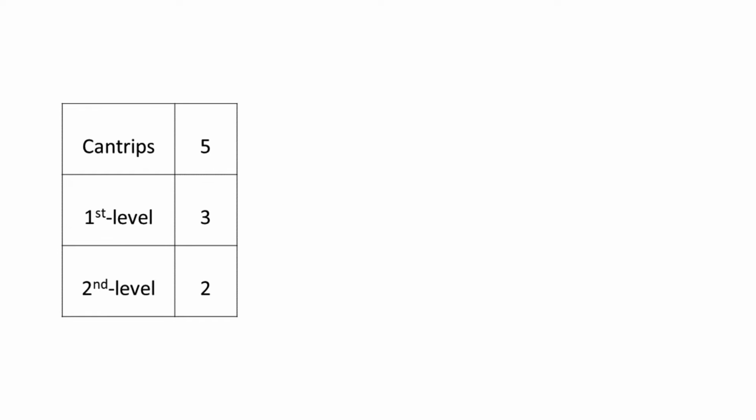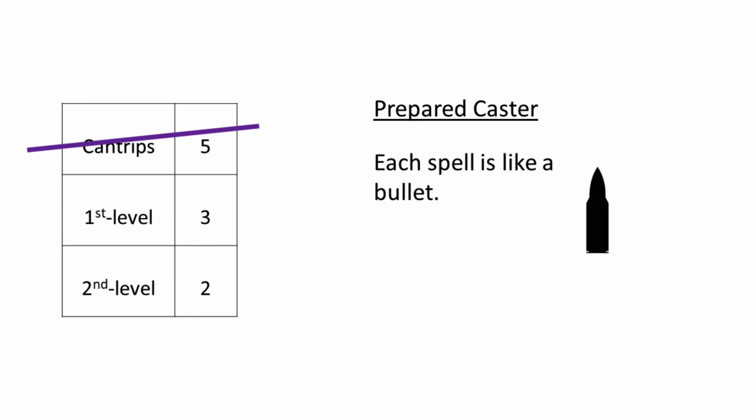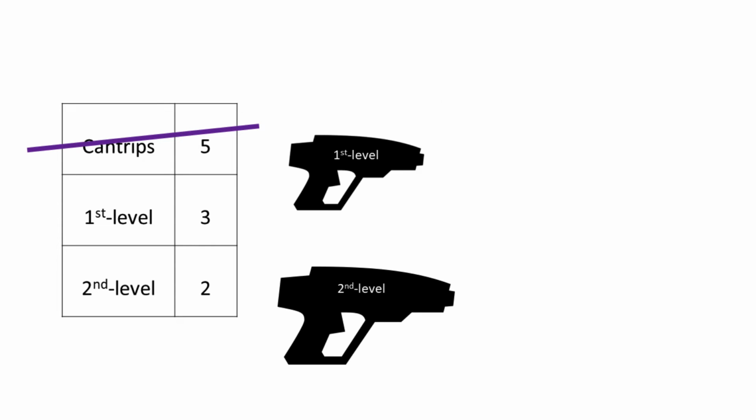I should note, a spell level is completely different from your level. Let's ignore cantrips for now. Let's say you're a prepared caster. In this case, each spell is like a bullet. Once you cast it, it's gone. In that case, you can imagine each spell level like a different gun. The second level spells have a bigger gun because these spells are generally more powerful.